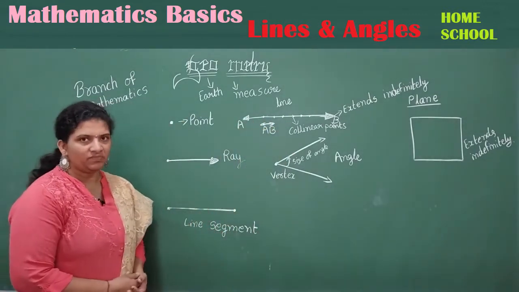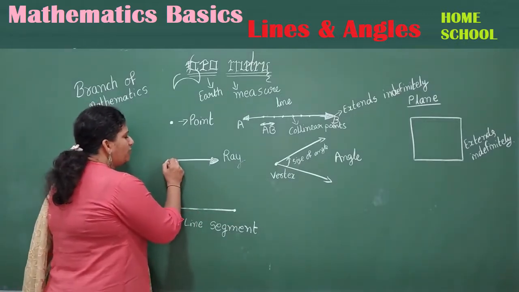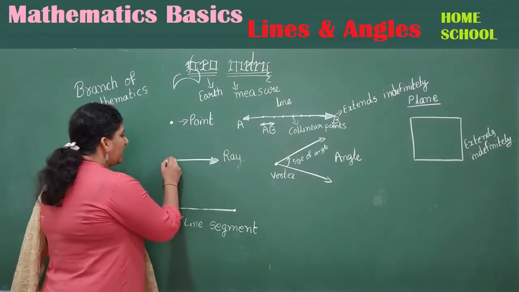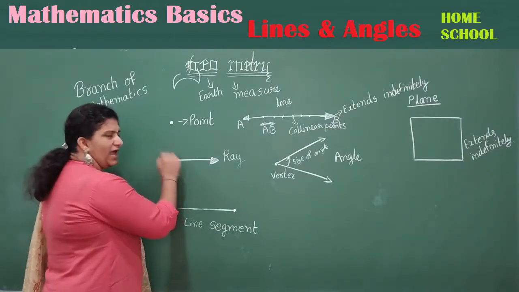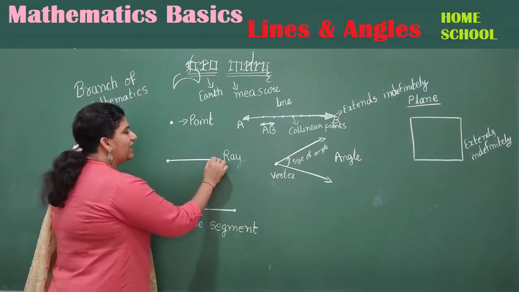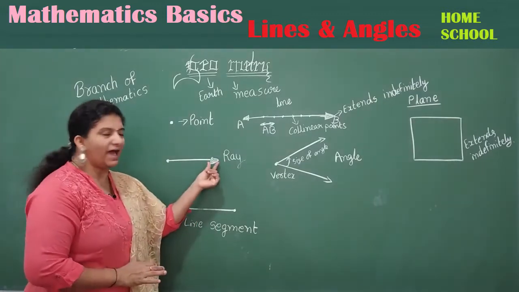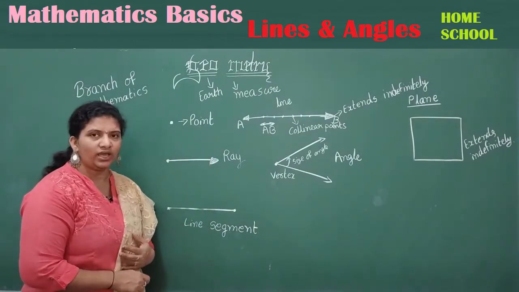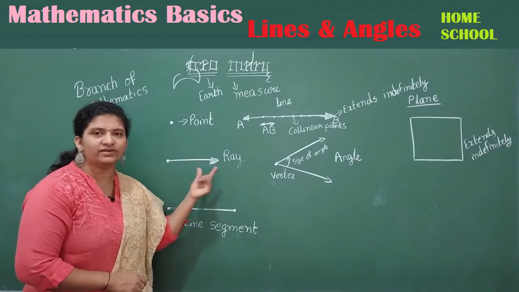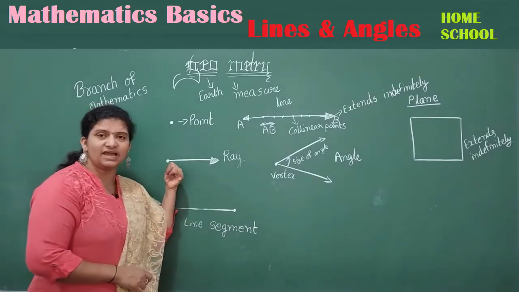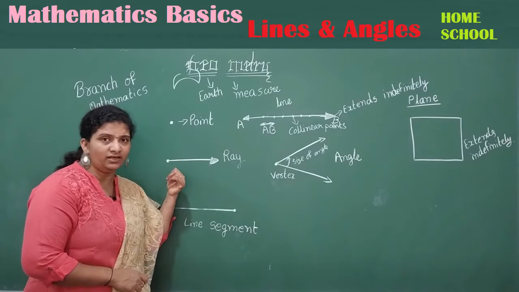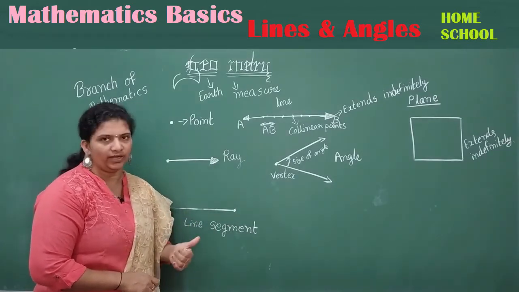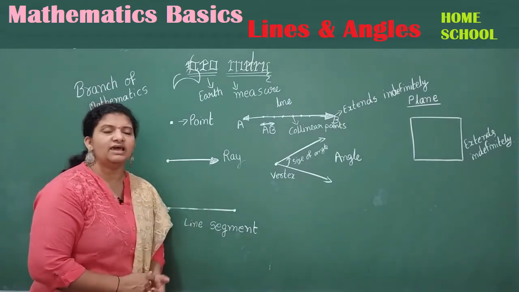What is a ray? So look here. A line arises from one end point and it never ends. This arrow indicates it extends indefinitely, and there is no end for this line. One side has an end point and the other side does not have any end point. So this is called a ray.